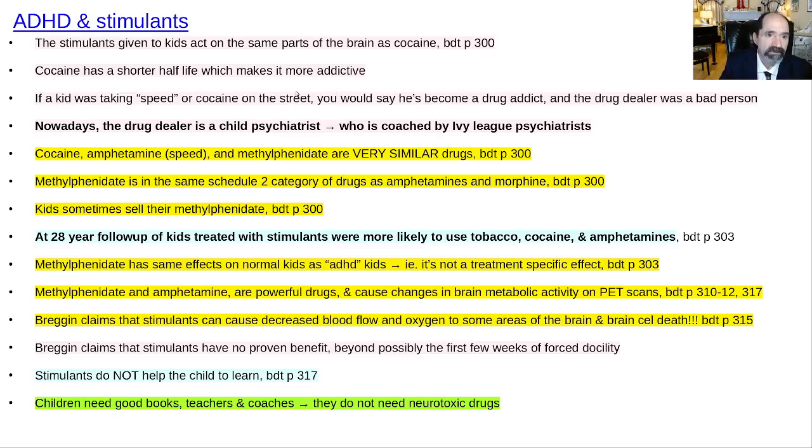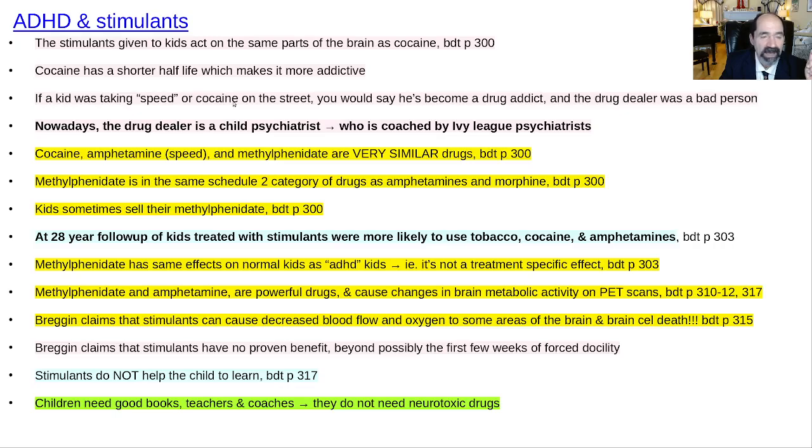Okay, the stimulants given to kids act on the same parts of the brain as cocaine. These drugs have a lot of overlap with cocaine. Can you imagine if you heard that a kid was buying cocaine on the side on their own, using their parents' money? You'd say that's very bad behavior and very self-destructive behavior. But if an Ivy League psychiatrist sells your kid a cocaine-like medicine, that's health? No, it's stupid. I'm sorry, but the parents that let their kids take these pills are chumps, man.